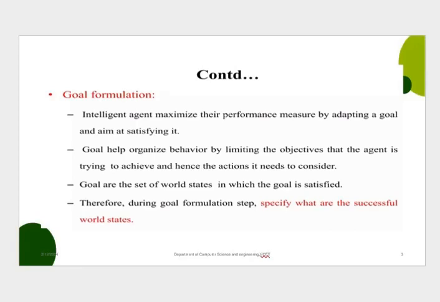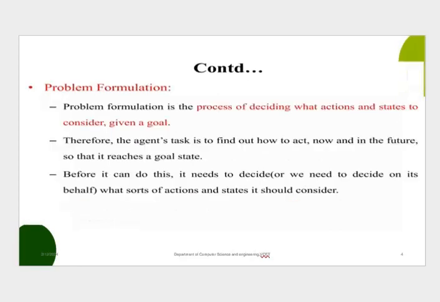achieving the desired outcome. In problem formulation, the agent determines which actions and states to consider in pursuit of a given goal. This involves deciding how to act both in the present and future to progress towards the goal. Before it can effectively plan its actions, the agent must first establish the types of actions and states it should take into account. This process sets the foundation for the agent's decision making and strategy development in reaching the goal.